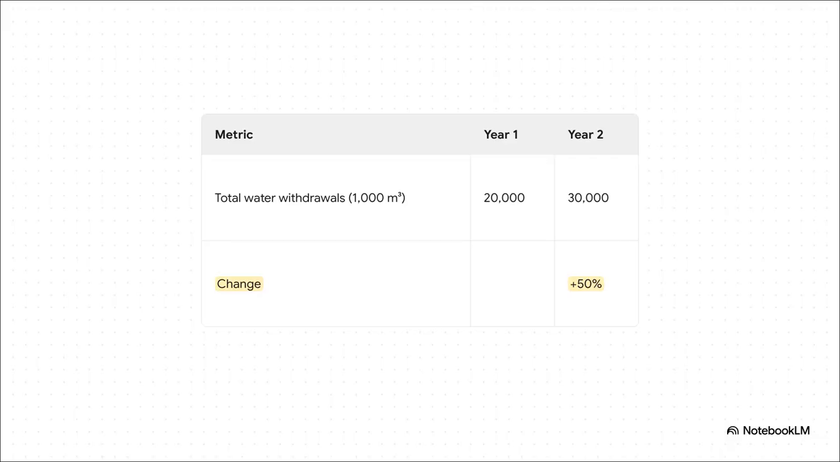Here's the absolute data. Year 1, the company uses 20,000 cubic meters of water. Year 2, it shoots up to 30,000. On its own, that 50% increase looks pretty bad, right? It seems like a big step in the wrong direction. But the real question is, is this number telling us the whole story?